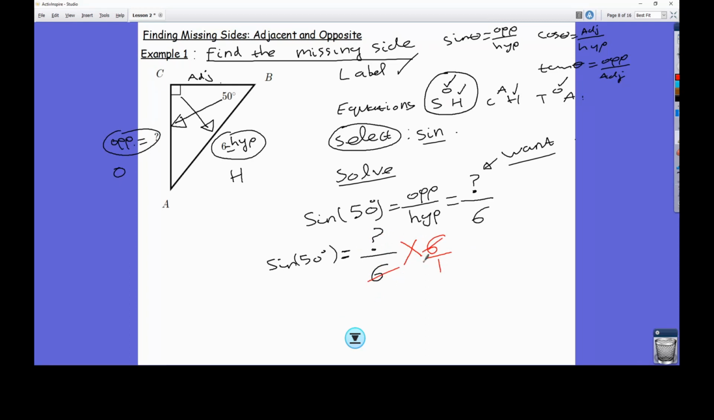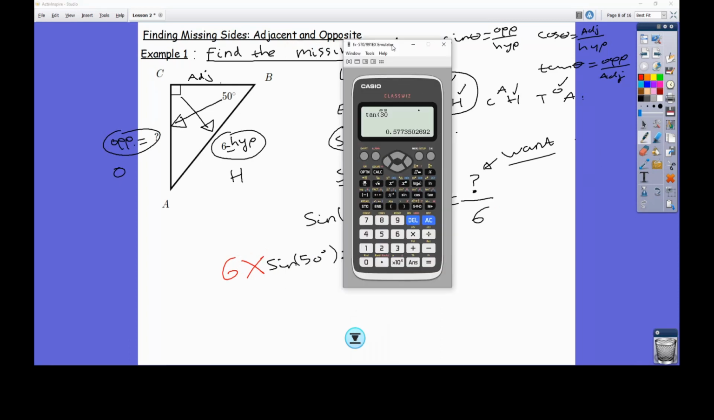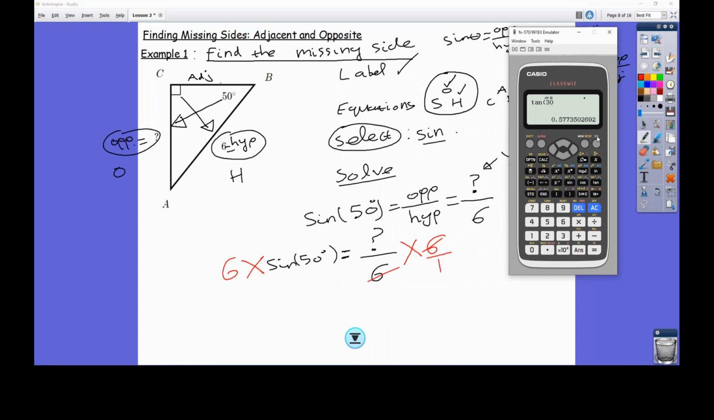But if I've multiplied one side by 6, I need to balance my equation. I've got to multiply the other side by the same. So I need to do 6 times sine 50 is equal to my question mark. And these are the workings that you'd have to show. On a modern scientific calculator, you can just get away with it like this. You can just do 6 times sine 50, and just close the bracket to be sure. Again, making sure it's in degrees, equals, and then that would be your answer.